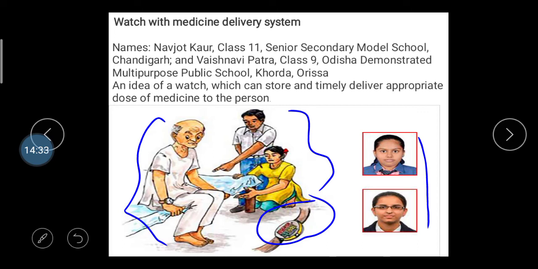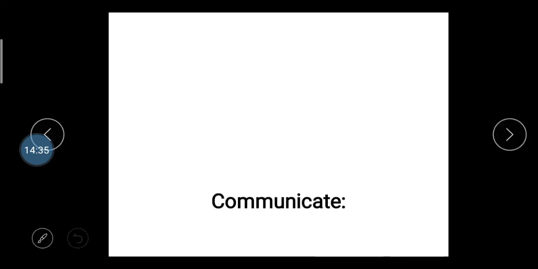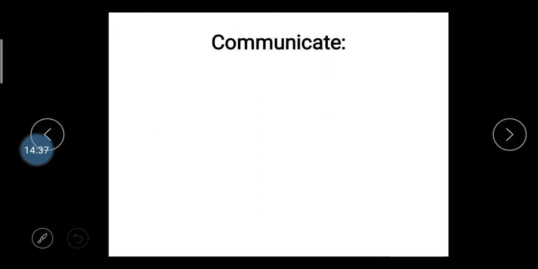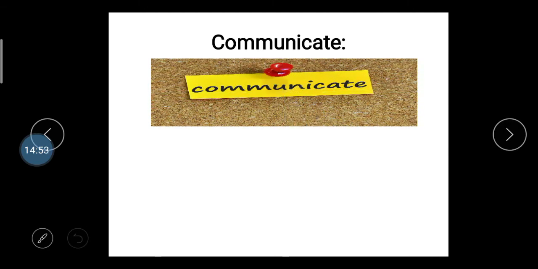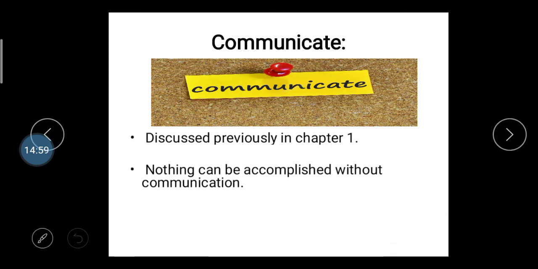Then after, the third word is communicate. Communication is unit number 1. I hope you will remember this. Communicate is a word derived from the Latin word, and its meaning is to share. We discussed communication previously in chapter number 1. So nothing can be accomplished without communication.